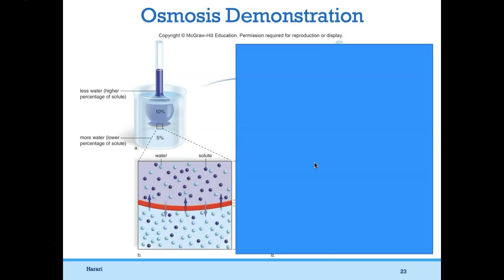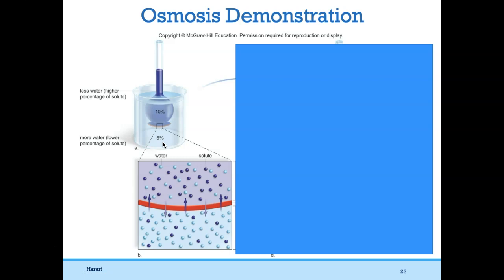I'm going to illustrate this one more time. This is called a Thistle Tube. And this is a type of tube that has a colored liquid inside. We'll say it's a 10% dye. And on the bottom of that tube, there's a membrane. It's a membrane that only allows water in and out. So let's say I have a 10% dye solution inside my Thistle Tube, and I put it in a 5% dye solution in the beaker.